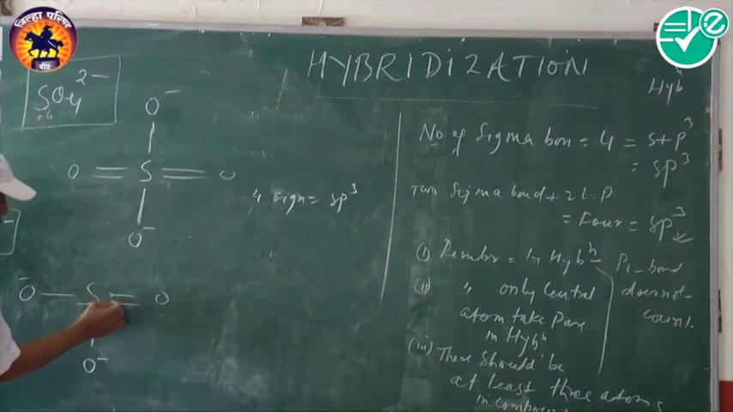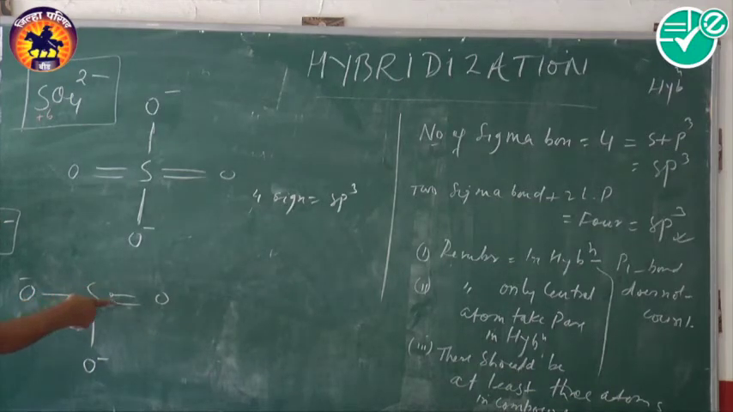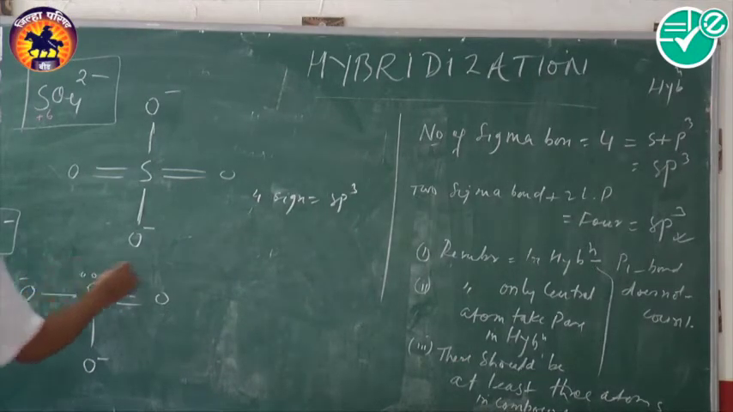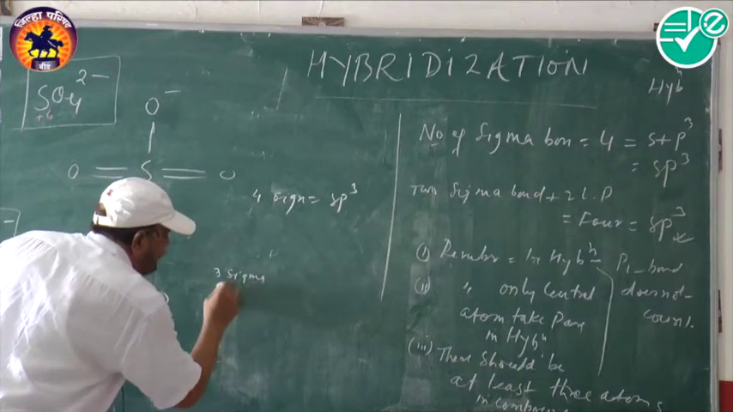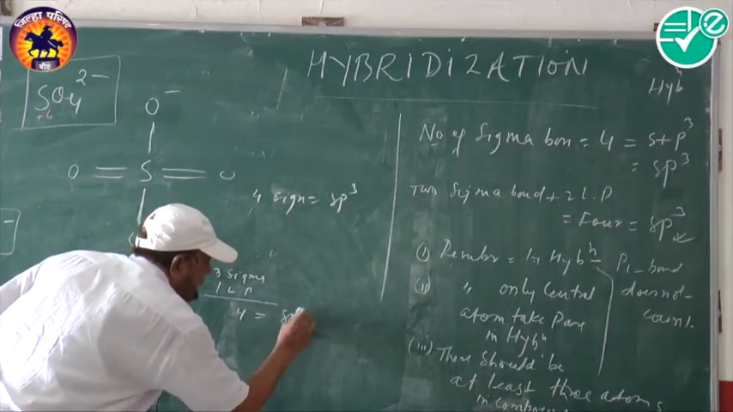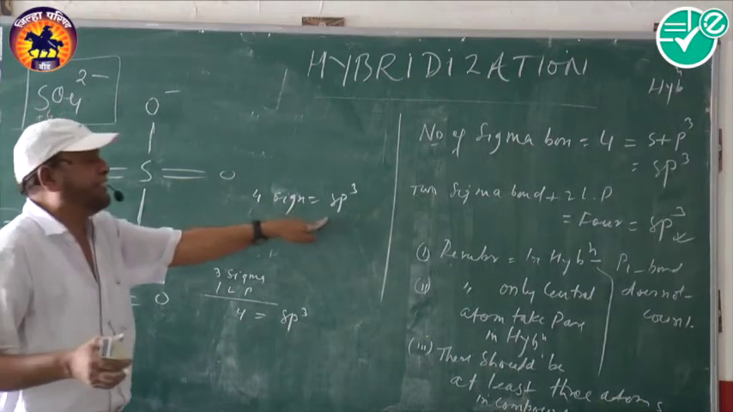But sulfur belongs to group 6. But it takes part here with only 4 electrons. 1, 2, 3, 4. Hence 2 remaining electrons as a lone pair. Therefore it has 1 sigma, 2 sigma, 3 sigma and 1 lone pair. 3 sigma and 1 lone pair. Total is 4, hence sp3. Therefore, this sulfite also has sp3 hybridization.